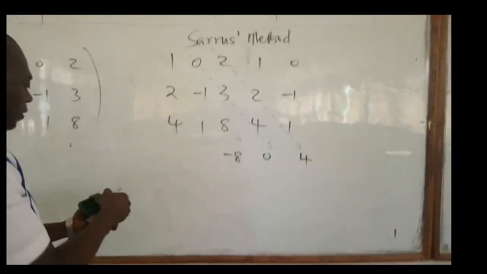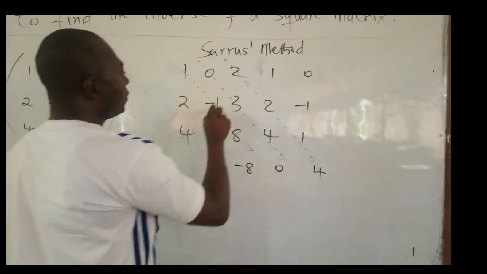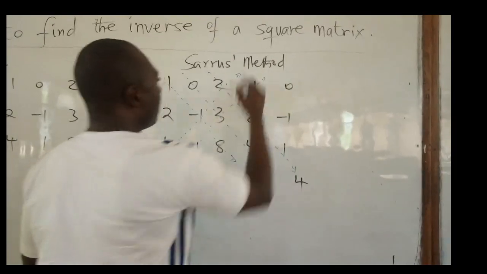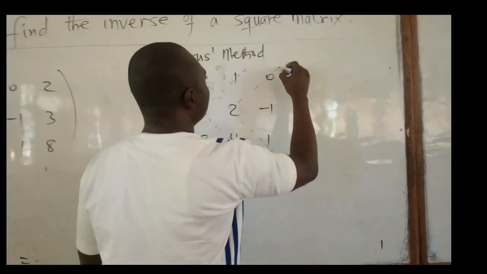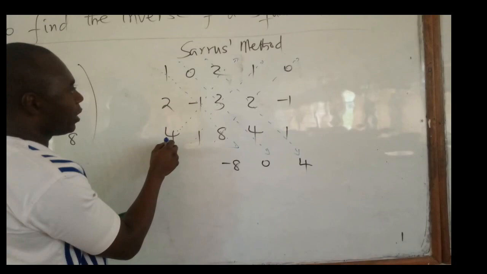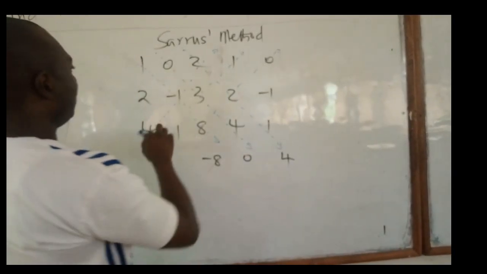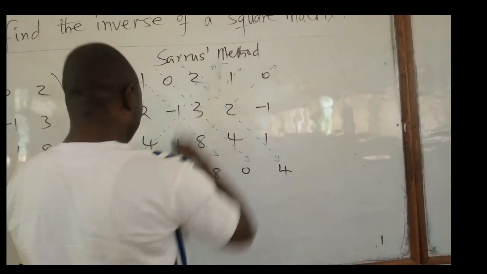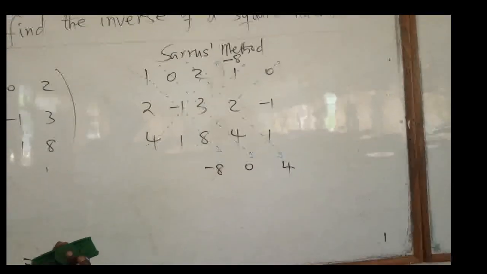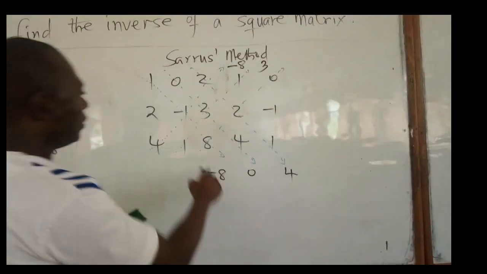And then you go the other way. Let me use a different marker, the blue marker. You go this way, you go that way, and then you go this way. Here you are going to find the products. So the first one, I'm going to find 4 times negative 1 times 2. This one will give us negative 8. And then the next one, 1 times 3 times 1, that is 3.